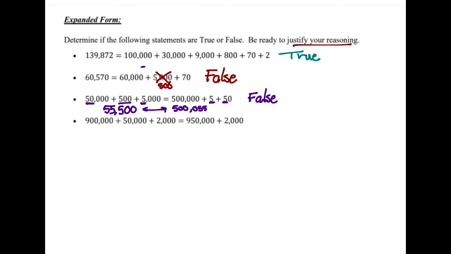Okay, and the last one here. Okay, so 900,000, 50,000, and 2,000. So this is 952,000. And this gives you 950,000 and 2,000. So 952,000. Are these the same? Yep. So that one's true.